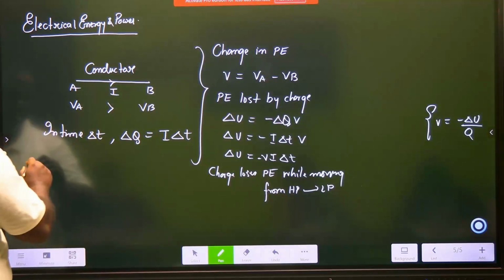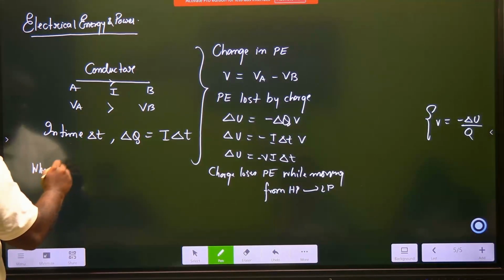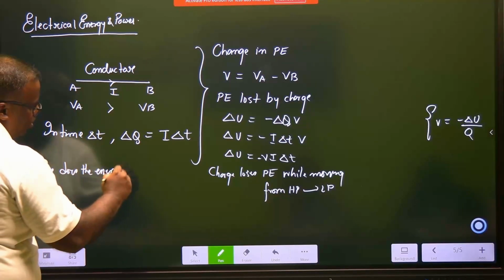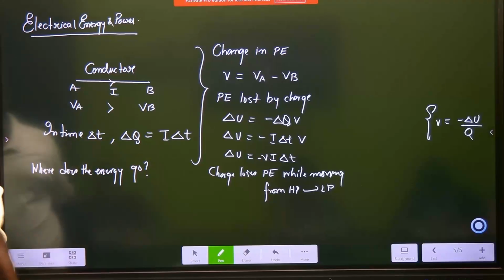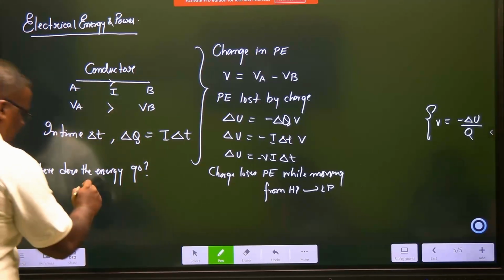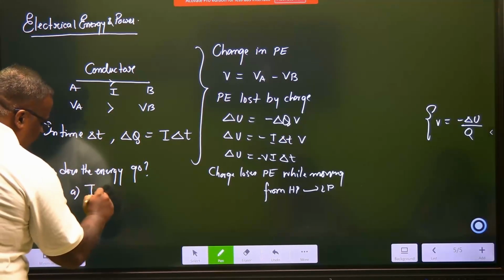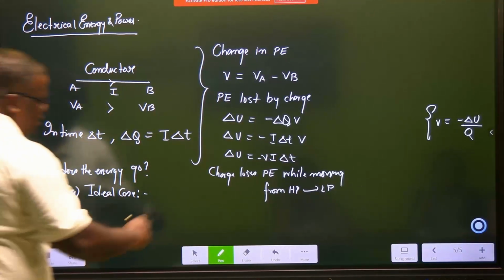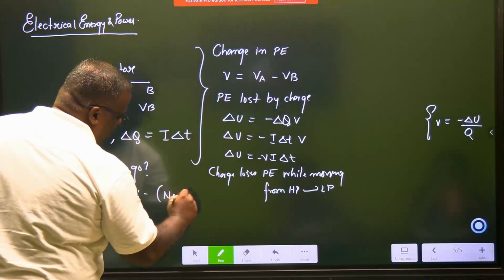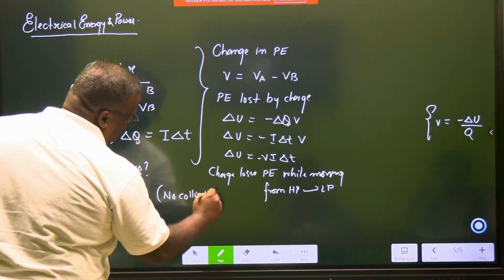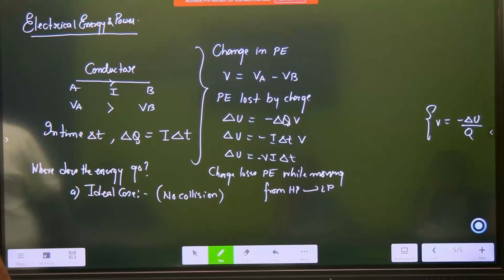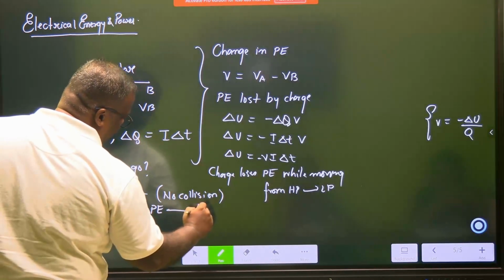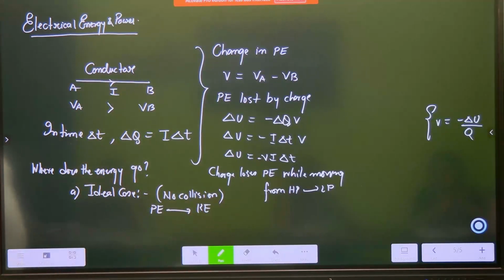A question then arises, where does the energy go? You have lost energy. Where does the energy go? So there can be two choices here. Ideal case. Ideal means this will not happen actually. Ideal case means there is no collision for the charge as it travels through the conductor. There is no collision. So in this case, whatever potential energy the charge had, everything gets converted into kinetic energy. This is the ideal condition.